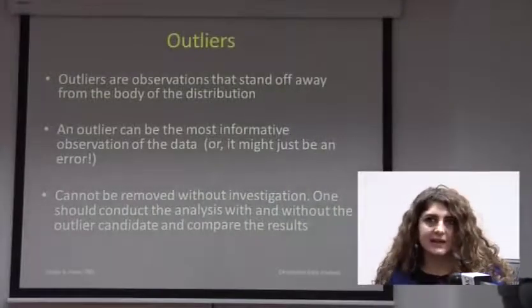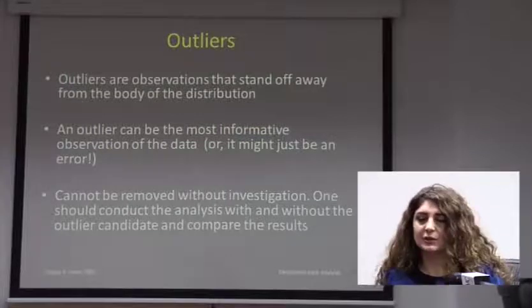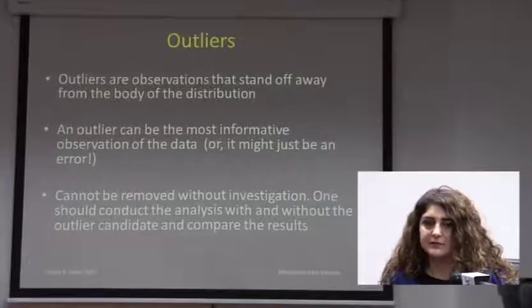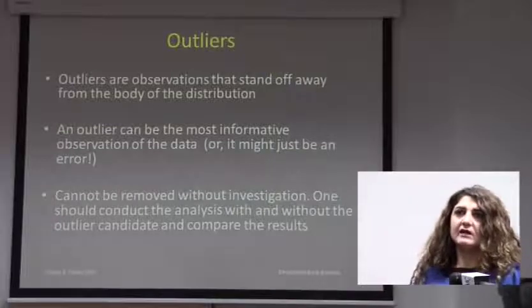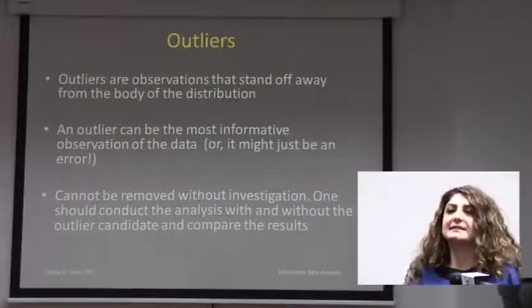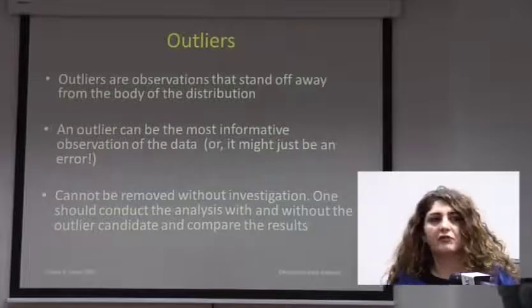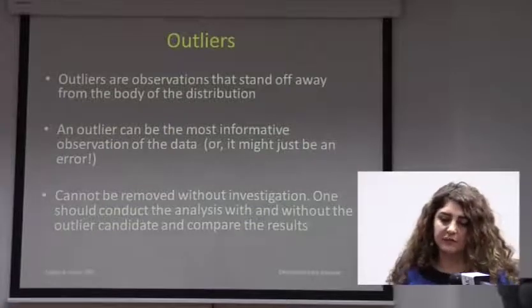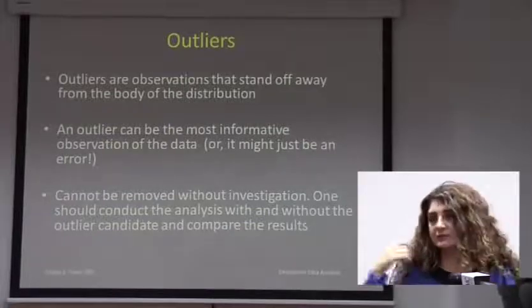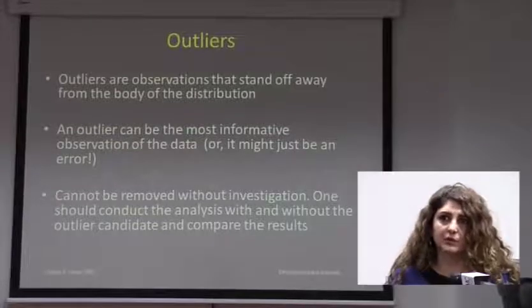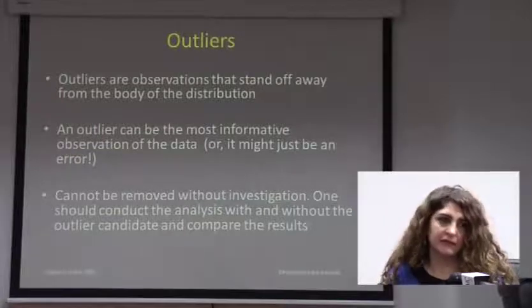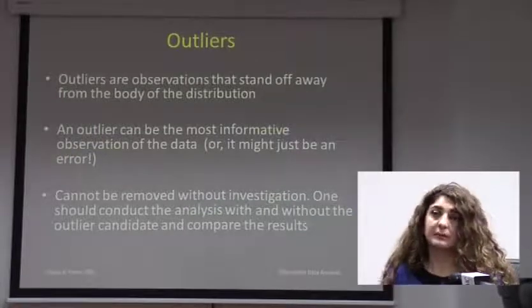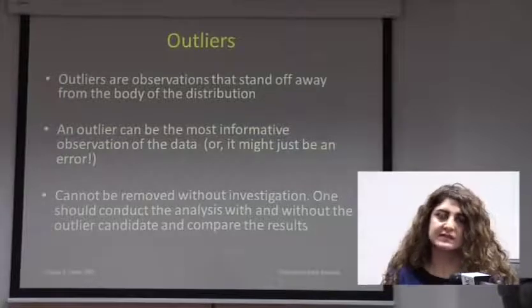Okay, it's about time. I have been talking about outliers maybe since the first slides. It's about time to say what an outlier is. Outliers are observations that stand away from the body of the distribution. So I have the bulk of my data somewhere, and then one data point is really far from the others. In many situations, they can be the most informative observation of the data. However, in many other situations, they are just an error.